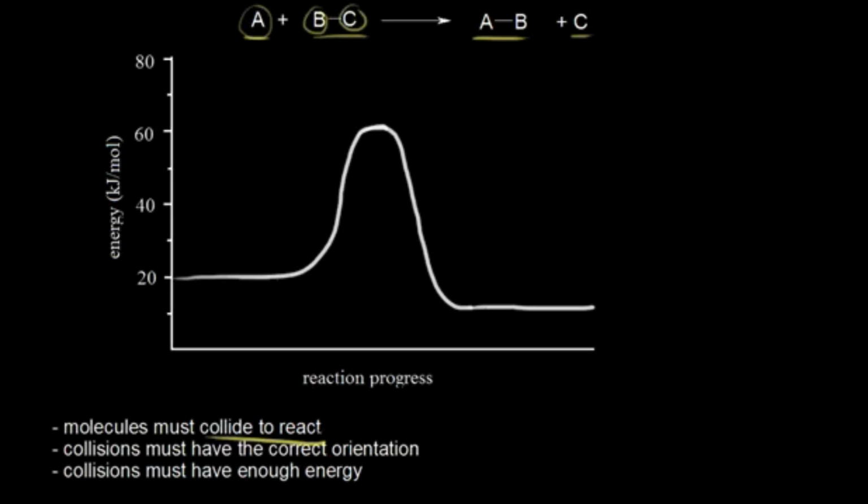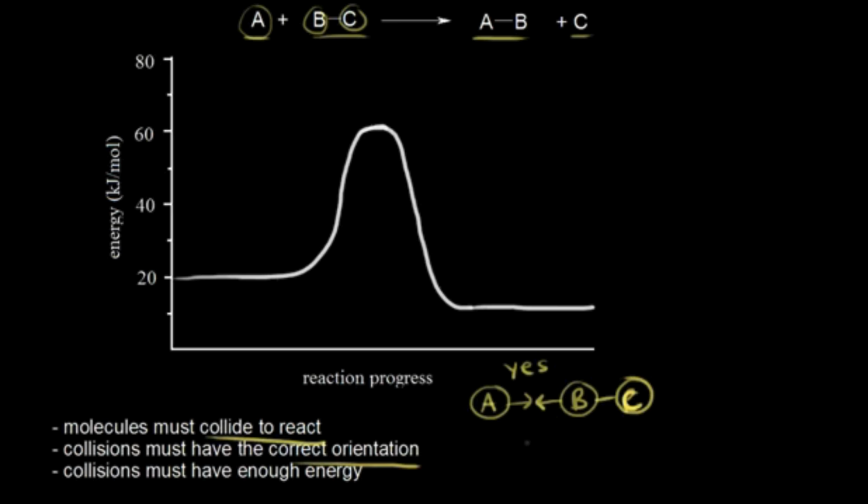Next, the collisions must have the correct orientation in space to be an effective collision. For example, let's say for this reaction we have our molecule BC approaches A in this orientation. And since we're forming a bond between A and B, let's say this is the proper orientation. So this is the way our collision has to occur in order for the reaction to occur.